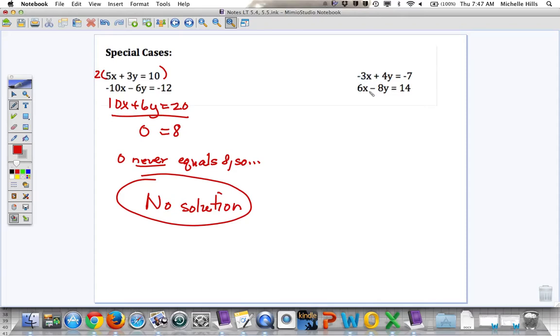Here, again, I don't have opposites, but what I notice is, oops, I don't want to lose that negative. 3 goes into 6. Since this is a positive 6x, I'm going to multiply this by 2 to make this a negative 6x. And I'm going to get negative 6x plus 8y equals negative 14. Now the difference between that and the previous one, yes, everything on the left is eliminated and I get 0, but 14 minus 14 is also 0 on the right. And since 0 always equals itself, this ends up being infinitely many solutions.